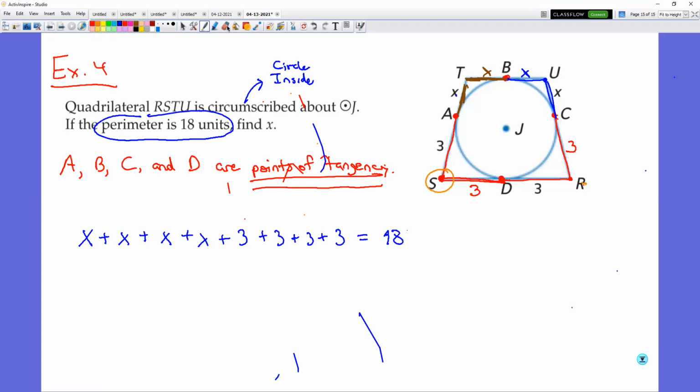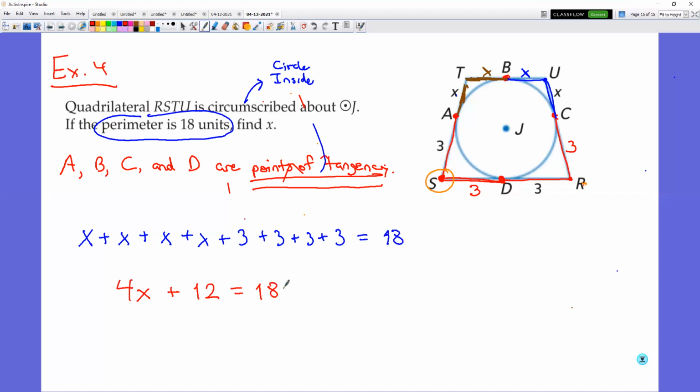So now all we have to do is combine like terms. We have the 4 X's right here: X, X, X, X, which is going to be 4X. And then we have the 4 3s. So 3 plus 3 plus 3 plus 3 is going to be 12. So 4X plus 12 is going to equal 18.